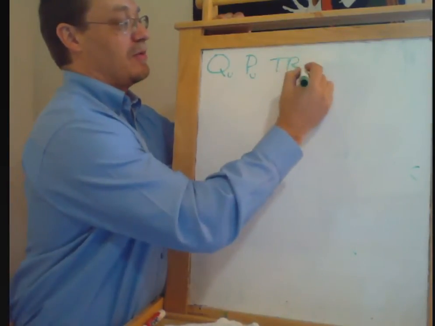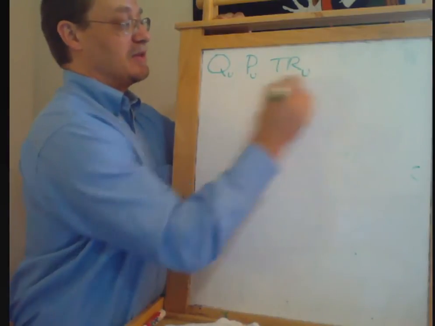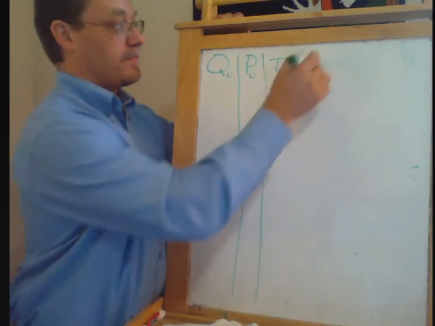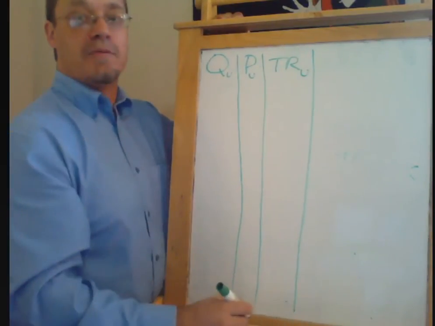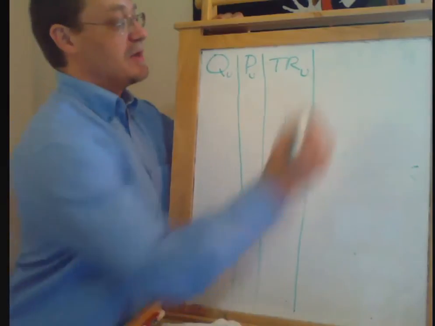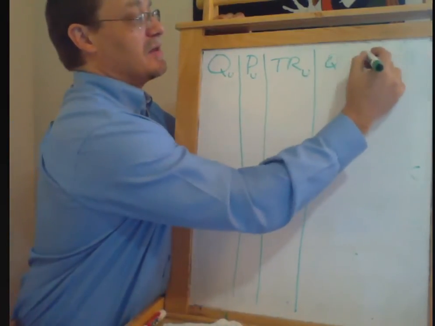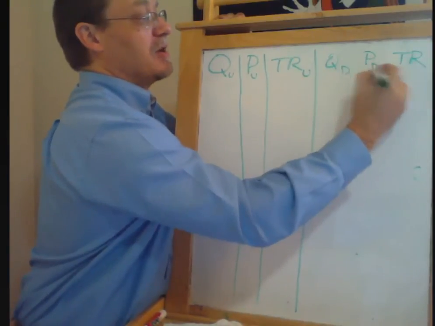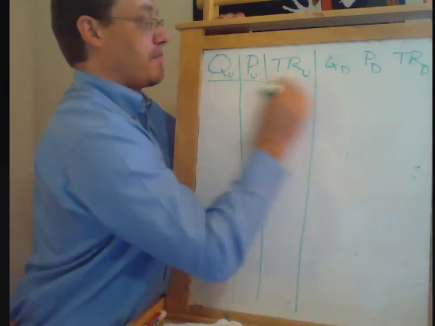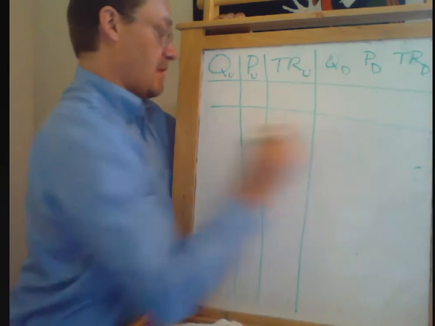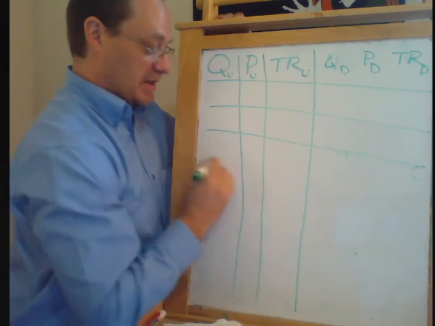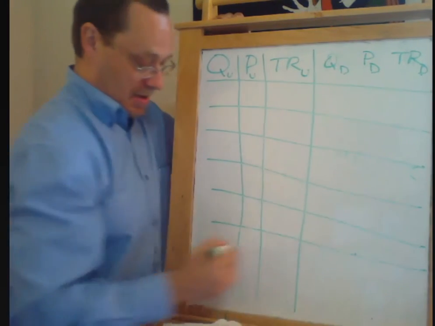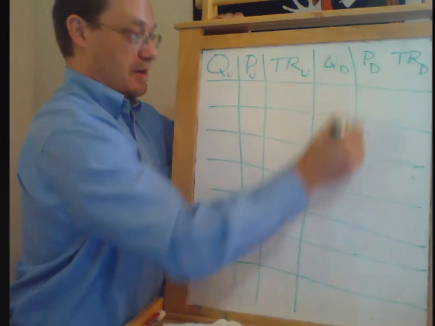And we'll think about quantity and price and total revenue in our uptown market. And we're also going to think about quantity and price and total revenue in our downtown market. And you can see that the size of this whiteboard is going to be a little bit of a limitation on me here, but I'll try to do the best I can.